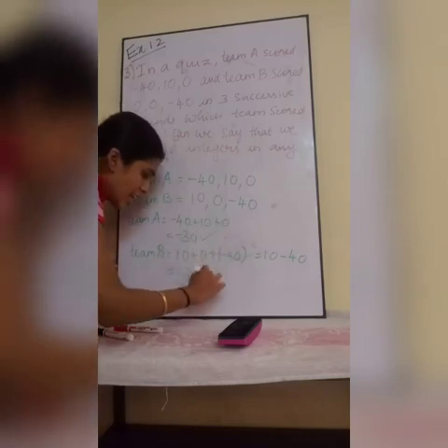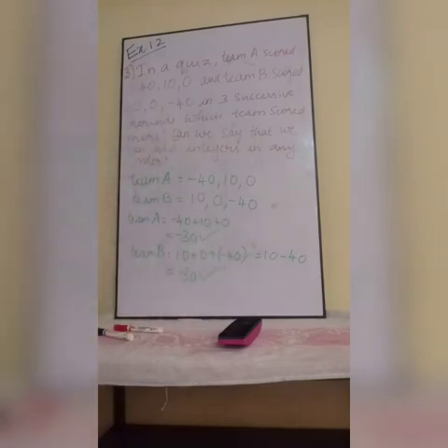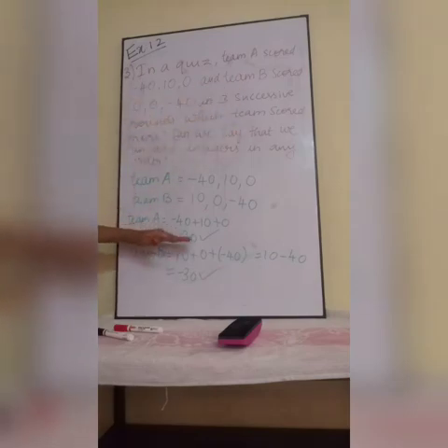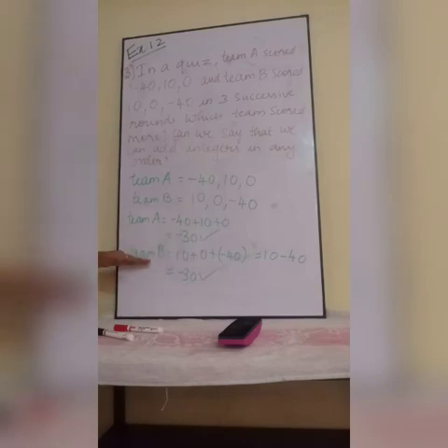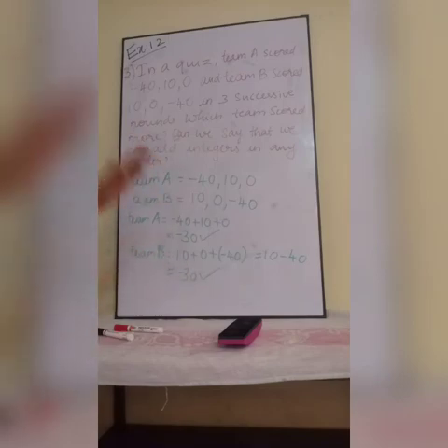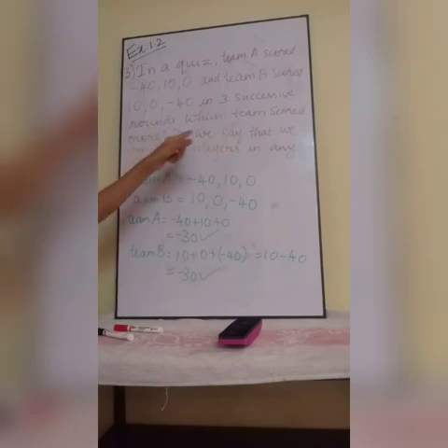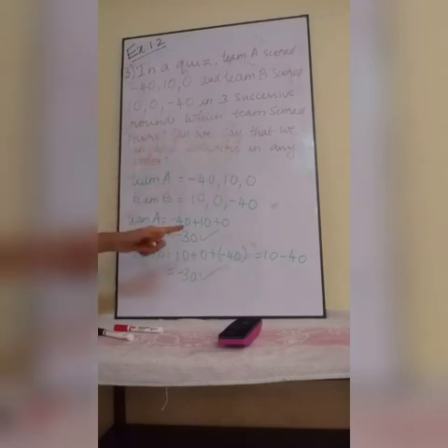So both teams have scored the same marks. They asked which team scored more, but here Team A has scored minus 30 and Team B has also scored minus 30. So both marks are the same. Can we say that we can add integers in any order? Yes, we can add integers in any order and get the same value.